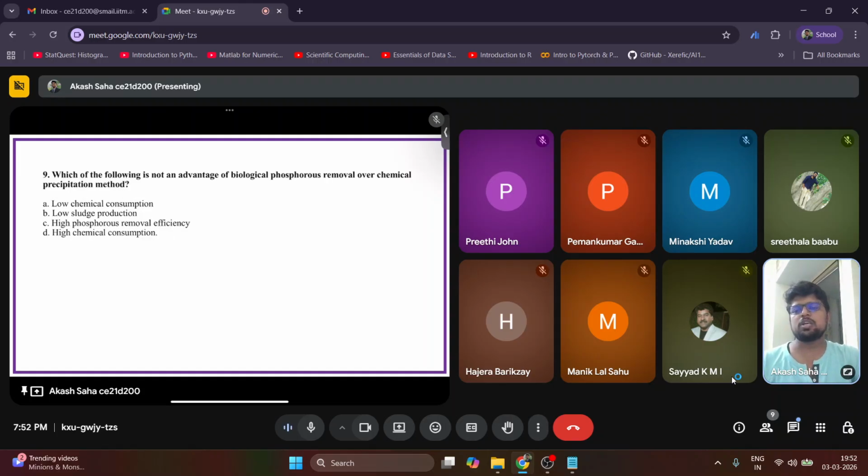Next problem, which of the following is not an advantage of biological phosphorus removal over chemical precipitation? Low chemical consumption, low sludge production, high phosphorus removal efficiency, high chemical consumption. Which of them is not a disadvantage of biological phosphorus removal over chemical? So be careful with the words they are using. They are asking which of them is not a disadvantage. No, not an advantage. Not an advantage.